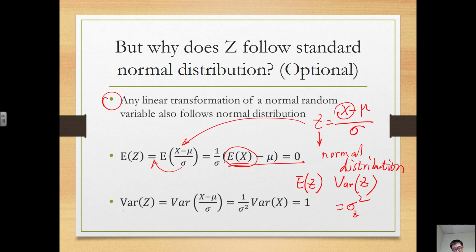And for the variance of z, we can calculate it using some property of variance. You get that the variance of z is 1, which means the standard deviation of z is also 1. So z follows the standard normal distribution.